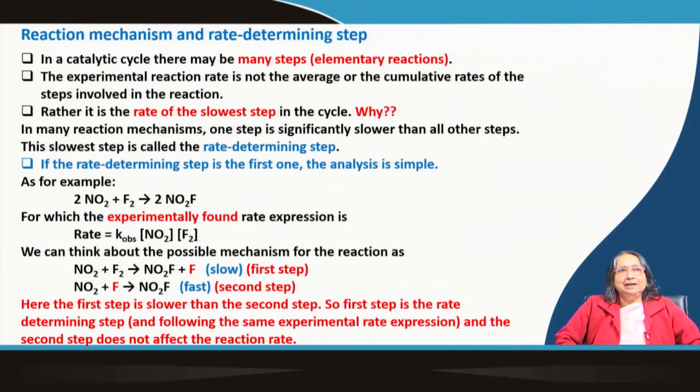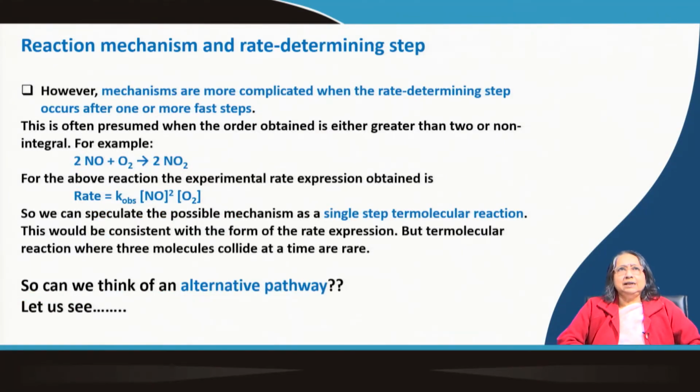So here you see it is a simple case, but when there is a series of steps, then it is not so easy to tell about the mechanism. Now, reaction mechanism and rate determining step. Mechanisms are more complicated when the rate determining step occurs after one or more fast steps. It is not like the previous case, where the slowest step was the first step. Here it is not like that.